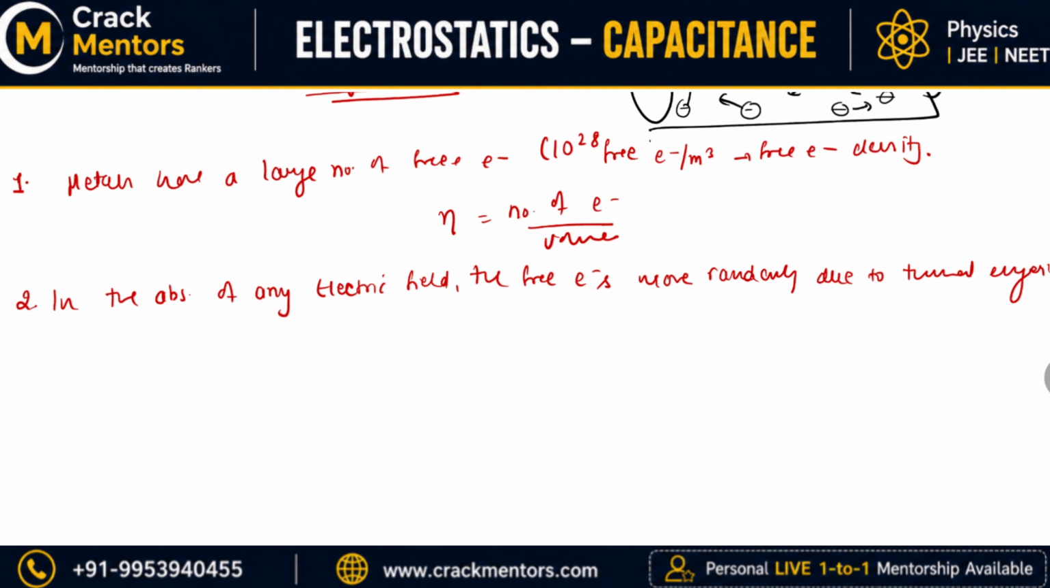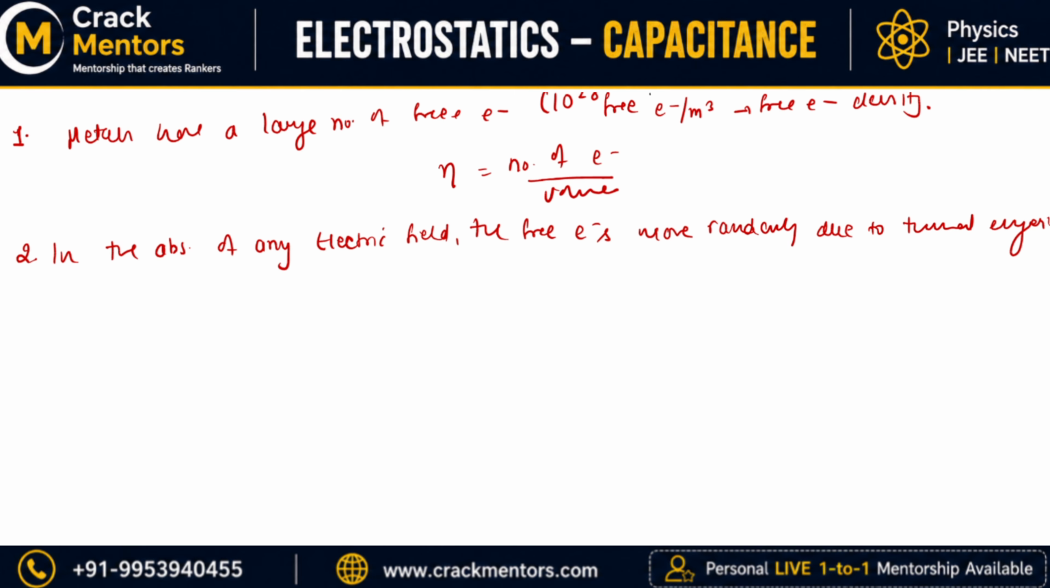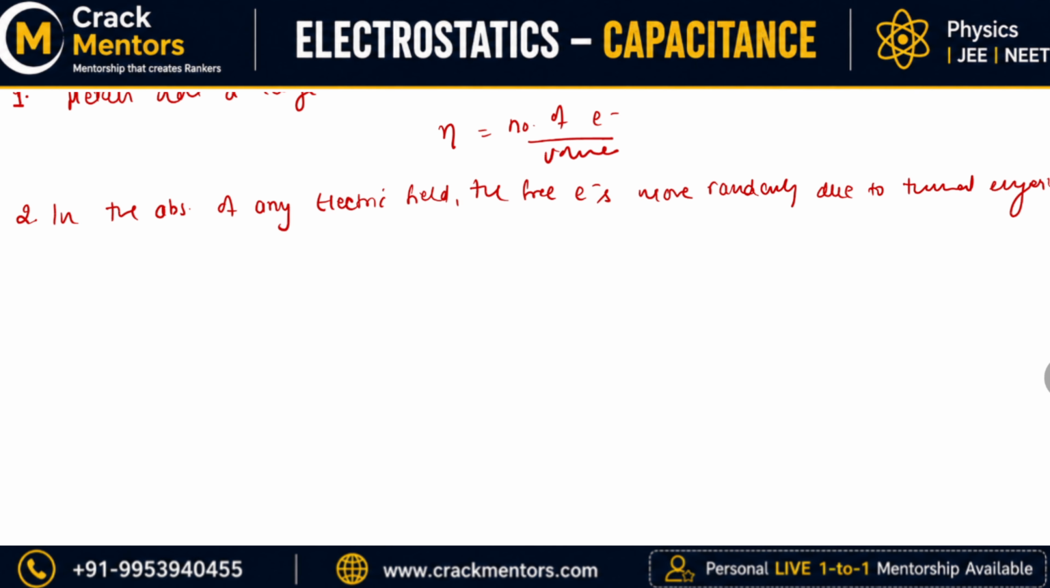They will keep on moving. What is the reason behind this? The reason is thermal energy. The heat energy that is present inside it is the reason for its movement. So what does it mean? It means that they are moving randomly. The most important word here is that the electrons are moving randomly.